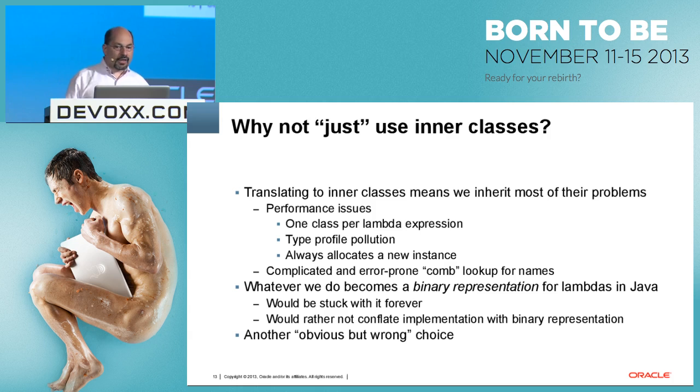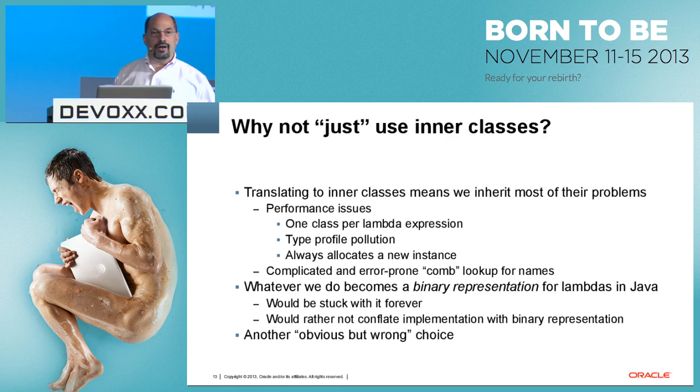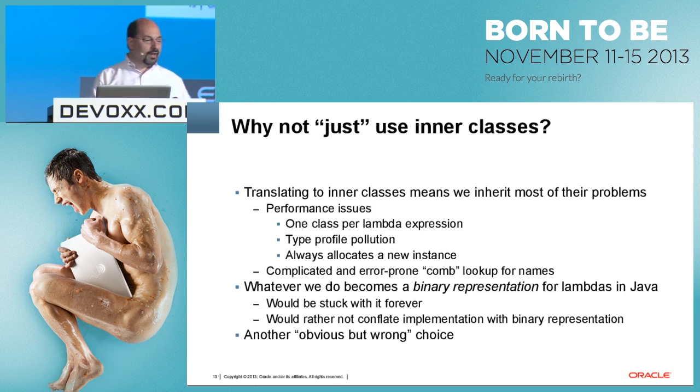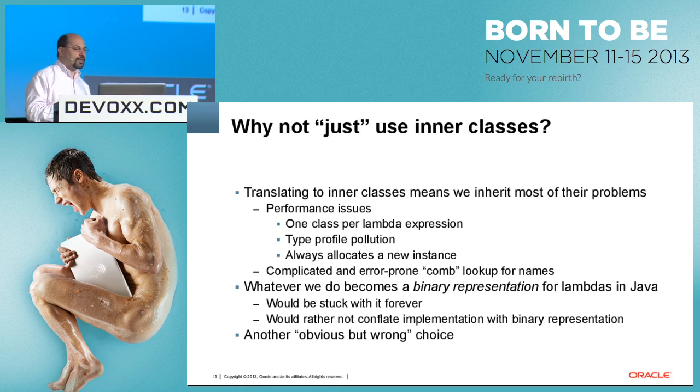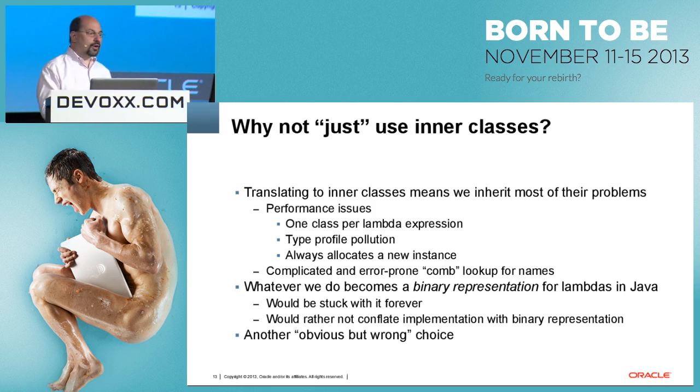Well, as I mentioned earlier, inner classes have some problems, and translating to inner classes means that we would inherit most of the problems of inner classes. One of those problems is performance issues. You get one class per Lambda expression. Another is because you have all of these classes, at the VM level you end up with type profile pollution, where you have a method that accepts a runnable, but the VM isn't able to do any kind of prediction on exactly which type of runnable am I going to see here that it could use to do inlining or inline caching or any number of other tricks the VM uses to get better performance. And also, if we're representing a Lambda as an inner class, we're always allocating a new instance even when you don't need one.